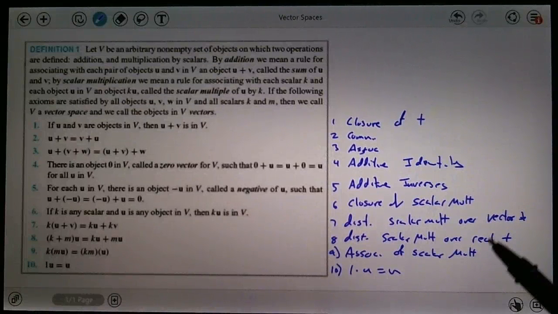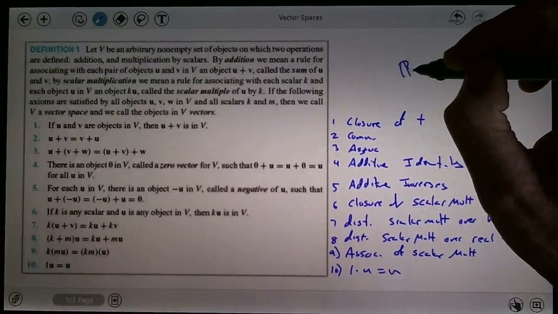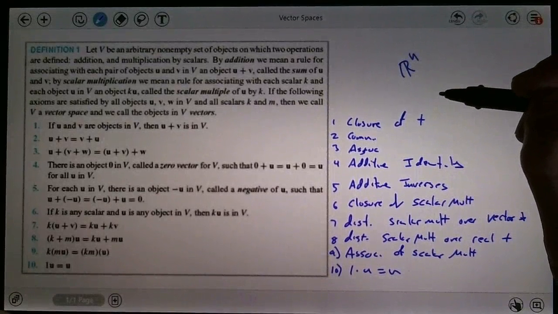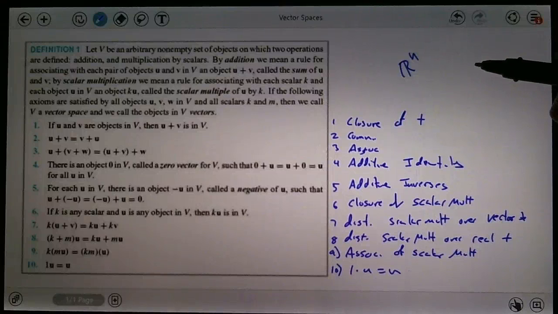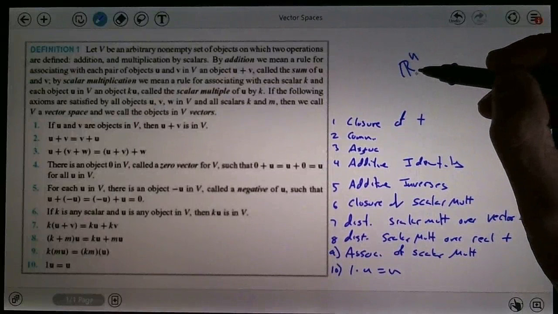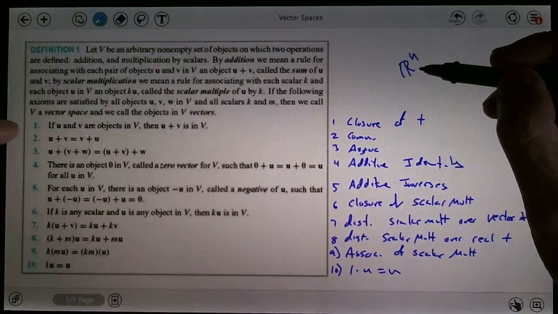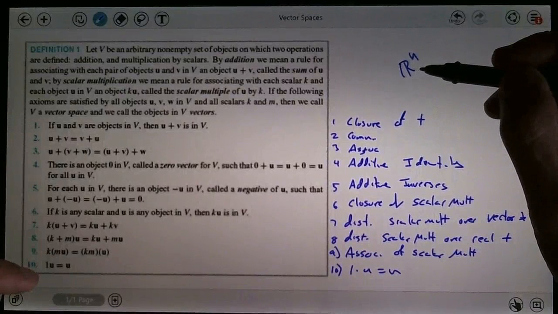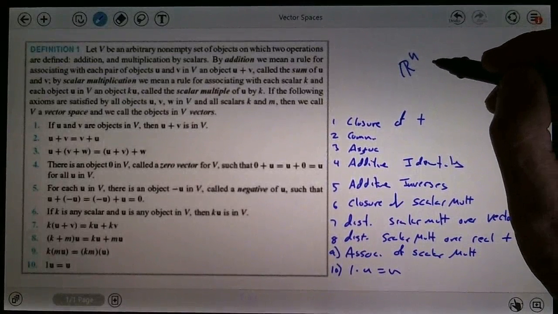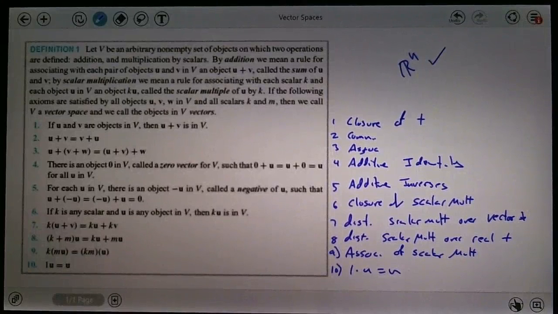We should point out that Rn satisfies this definition. The way that we take objects in Rn, either think of them as directed line segments or think of them as n-tuples, the way we have it defined so that you add them and multiply by scalars satisfies all 10 of these axioms, and so Rn is a vector space. Check, it's a vector space, right? But there are other things that are vector spaces as well. And let's use the next video to look at some examples.